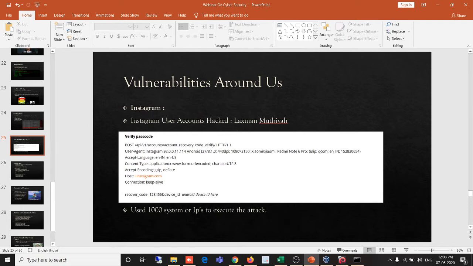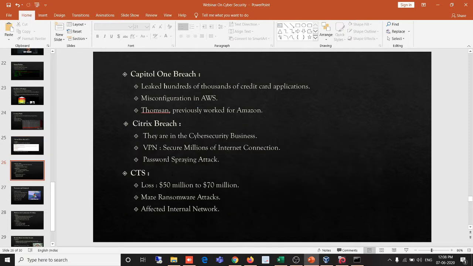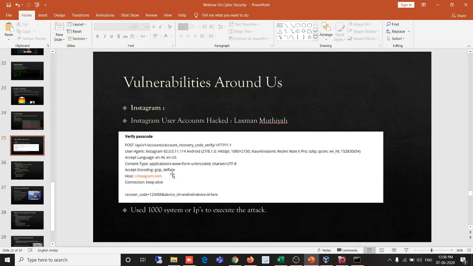In order to recover the password, Instagram uses an OTP, right? So if I click on the username and click on forgot password, it would ask me for an OTP. Obviously that OTP is going to be sent to my friend's mobile. So what if I try to brute force that? Obviously it's going to be a 4 or 6 digit number. What if I brute force those numbers so that I get the correct one and use it here in this particular field, the recover code? Once this is done, I am just going to get logged in as my friend's account, since I have used this email to get the code. This was found by the security professional Laxman Muthiyah, and he was given, I guess, around 40 lakhs for this particular bug he submitted to Instagram.